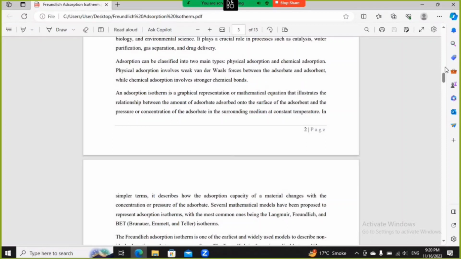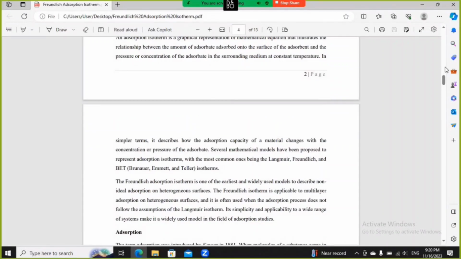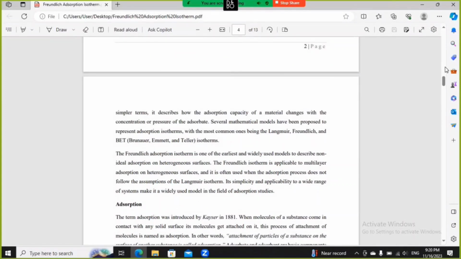Adsorption isotherm is a graphical representation or mathematical equation that relates amount of adsorbate adsorbed onto the surface with its equilibrium pressure or equilibrium concentration in the surrounding at constant temperature. In simple words, we can say that adsorption isotherm describes how the adsorption capacity of a material changes with concentration or pressure of adsorbate. The commonly used adsorption isotherms are Langmuir, Freundlich, and BET isotherms.